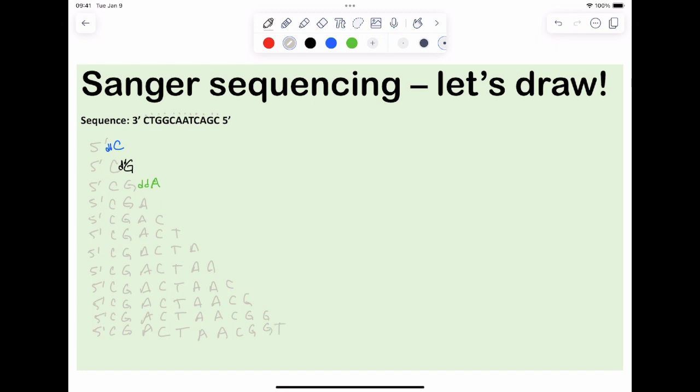I'm off by one. Did I count this incorrectly? 3, 6, 9, 12. We'll make it work. So there should be 12. When I fill it in, we'll see where I made my mistake.